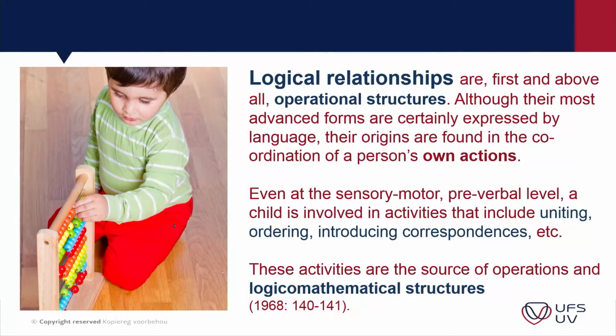Logical relationships are, first and above all, operational structures. Although their most advanced forms are certainly expressed by language, their origins are found in the coordination of a person's own actions. Even at the sensory motor pre-verbal level, a child is involved in activities that include uniting, ordering, introducing correspondences, etc. These activities are the source of operations and logico-mathematical structures.